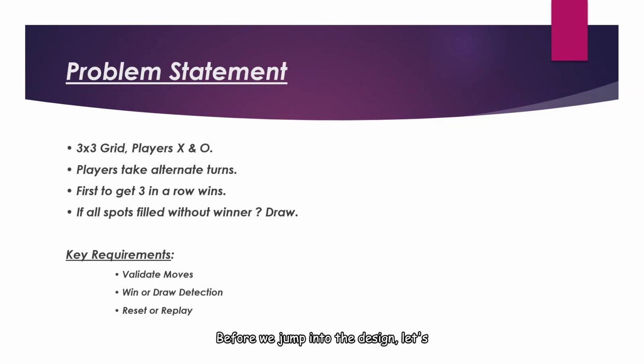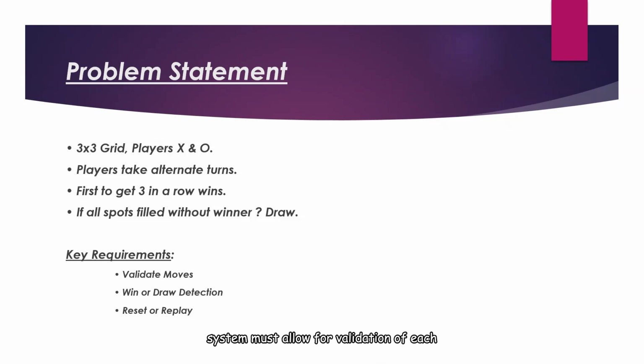Before we jump into the design, let's clarify the problem statement. Our goal is to design a two-player tic-tac-toe game. The game is played on a 3x3 grid, where each player alternates placing their mark, either a cross or a 0, in a cell. The game continues until one player gets 3 marks in a row, horizontally, vertically, or diagonally, or until all cells are filled, resulting in a draw, if no player wins.